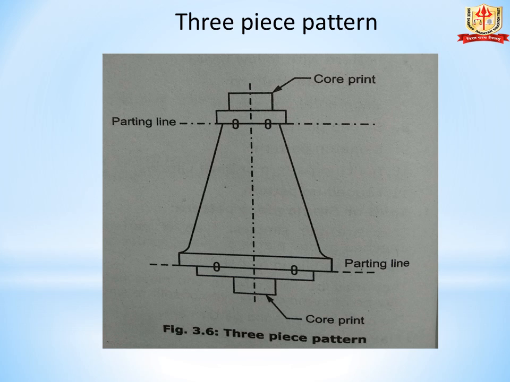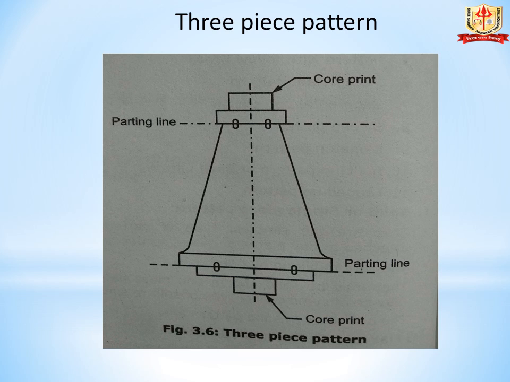Now we see three-piece pattern. Three-piece patterns are made in three parts. You can see in the diagram from top to bottom. At the top there is a cover print and there is a middle portion. This is a taper shape, and at the bottom, there are two parting lines, one on the upper side, one on the lower side. It is a split pattern with three pieces, also known as multi-piece pattern.